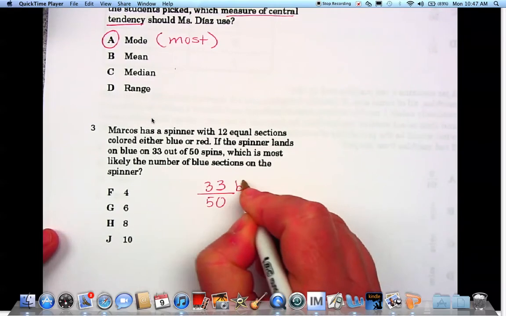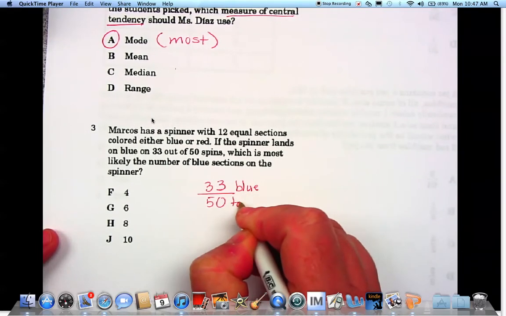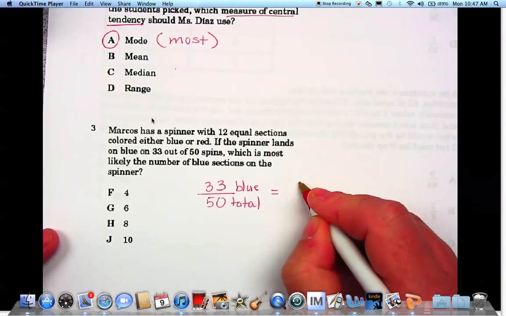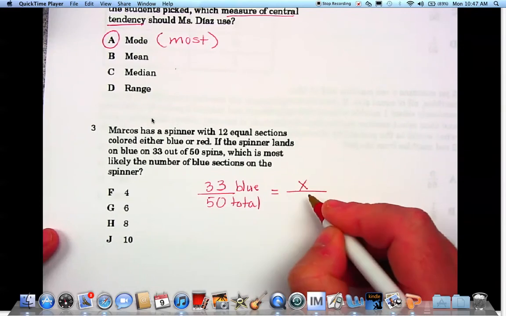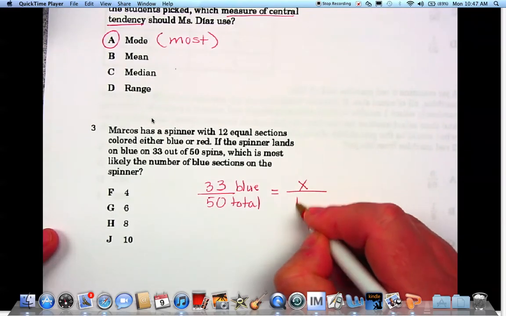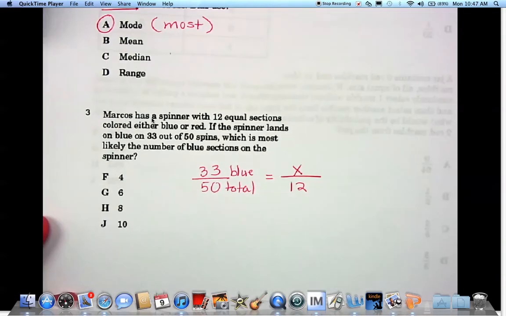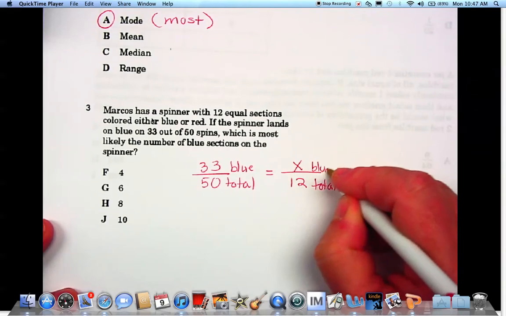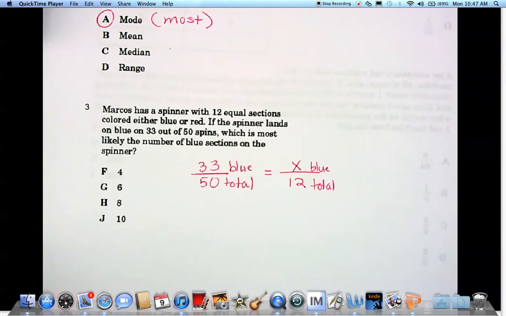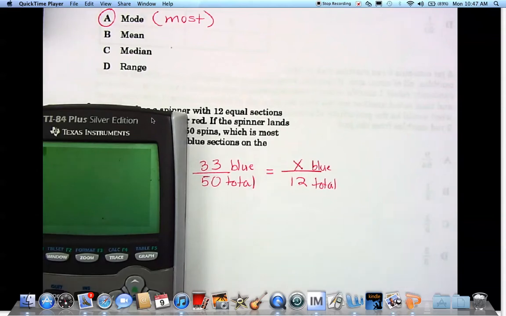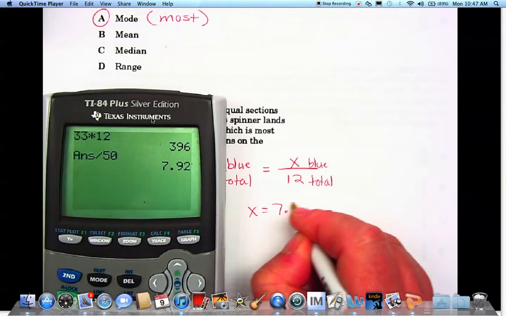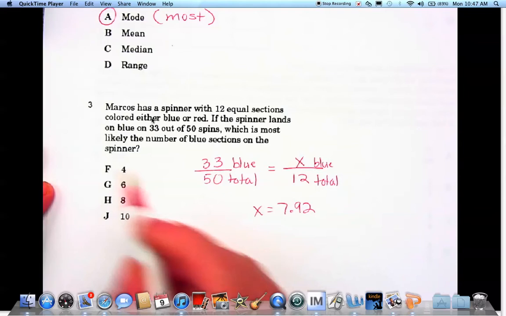So 33 blue spins out of 50 total spins would equal, we're looking for the blue sections, right? So that would be X, and then the total sections is 12. So it's just a simple proportion. These are total. This would be blue. Okay, so 33 times 12 divided by 50. You get 7.92, which is close to 8.